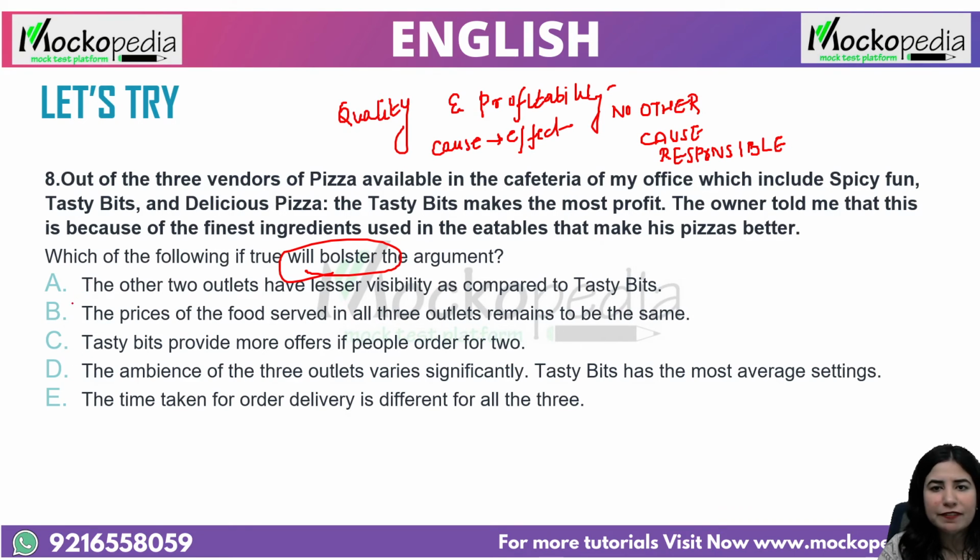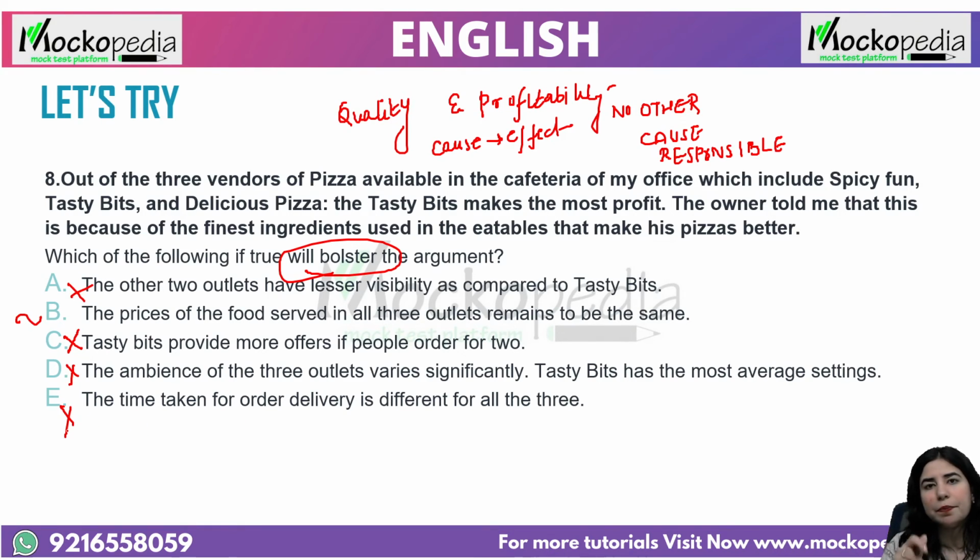The other two outlets have lesser visibility, so no other cause, this goes out. The price of food served in all three outlets remains to be the same. So again, this is ruling out a possibility of other costs. So we can keep this, right? Tasty Bits provides more offers, though irrelevant, because the moment we say other causes, we are going to weaken the argument. The ambience of the three outlets varies significantly. Tasty Bits has the most average setting. Then if it is an average setting, we are not talking about the same cause and effect. So this goes out. The time taken for order delivery is different for all the three, irrelevant to the context.